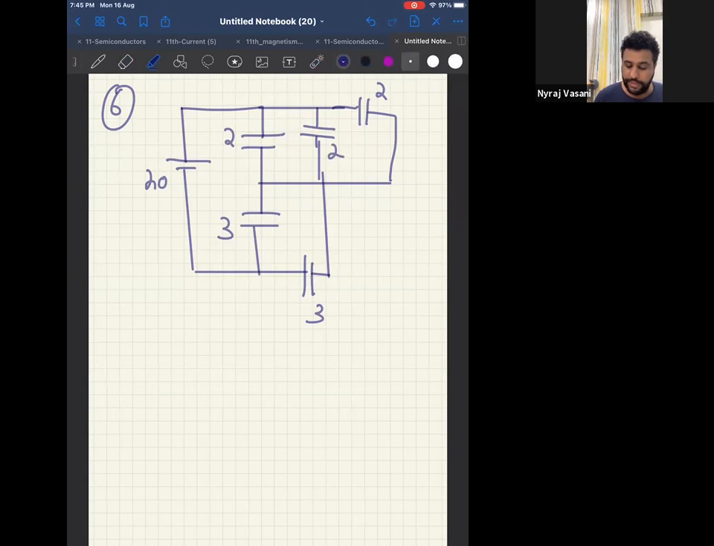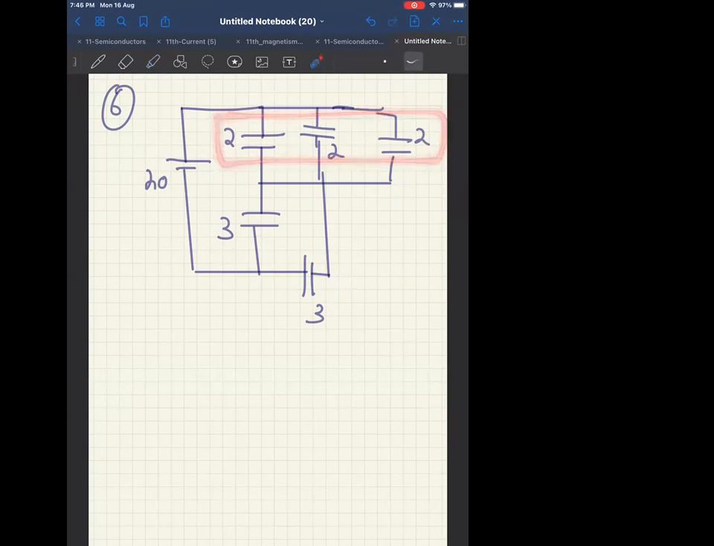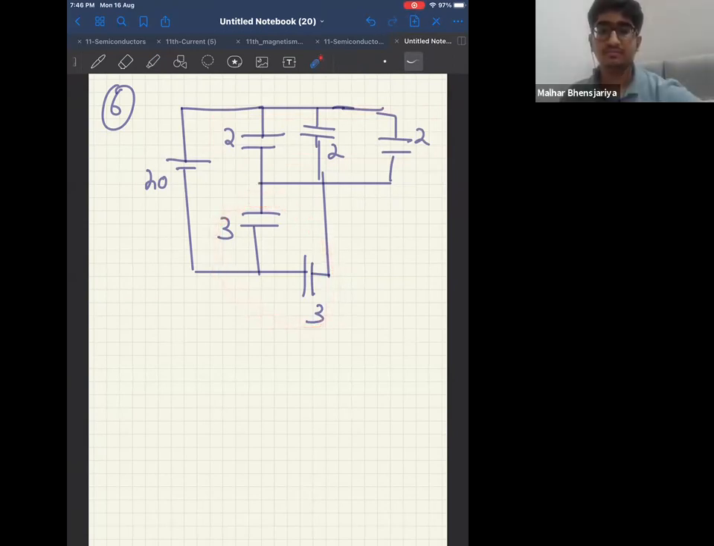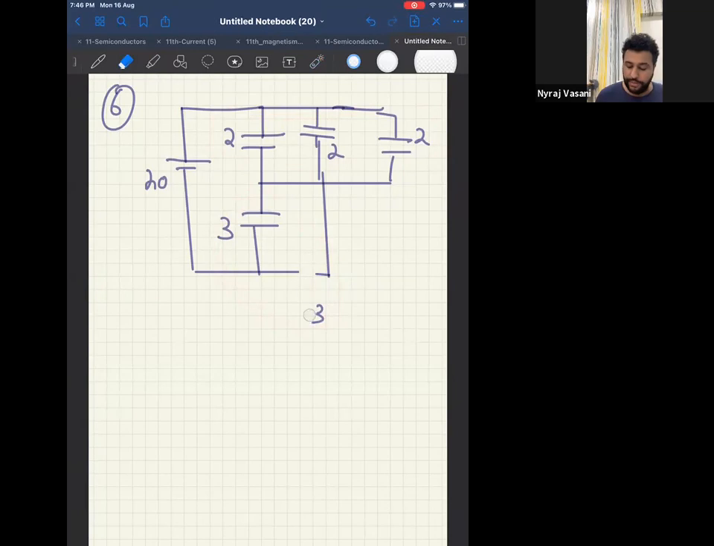Now, can I say this 2, this 2 and this 2 are in parallel? Because just look at this, I can redraw this 2 like this. Therefore, all 3 are in parallel. Now tell me, are these 2 in series or in parallel? They are in parallel. I'll show you how, by redrawing the circuit like this.